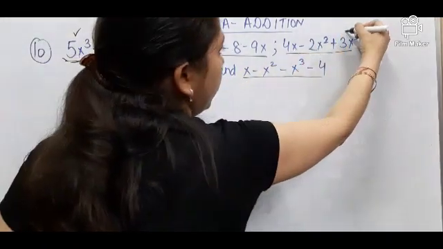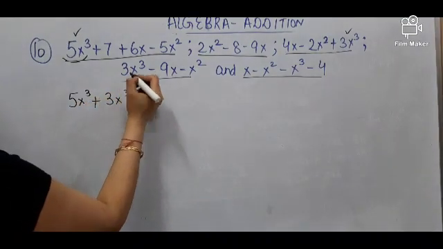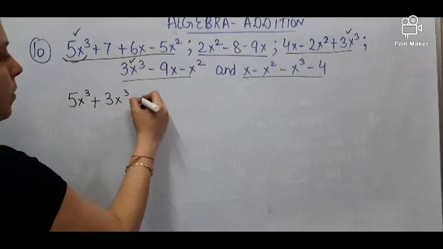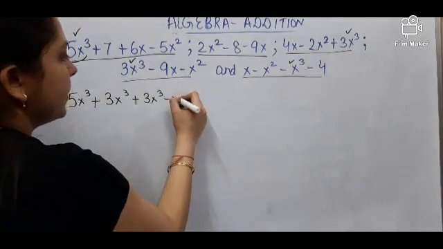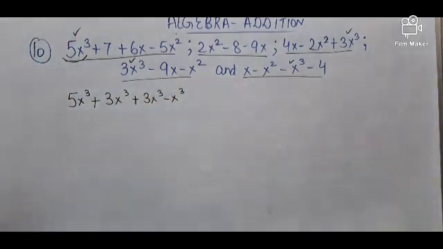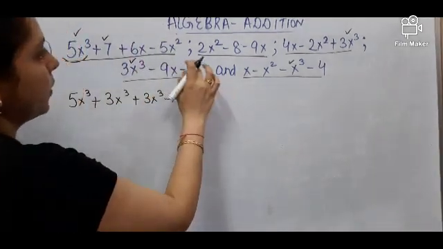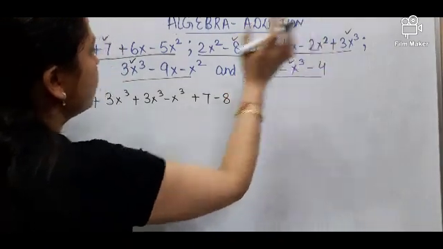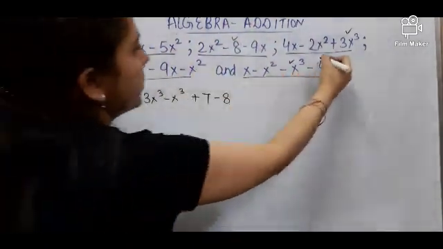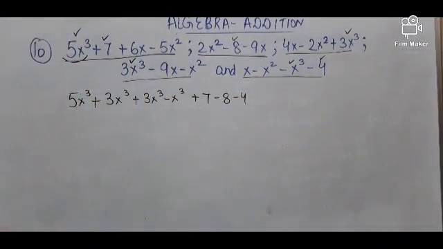Yes, 3x cube is here, so write down plus 3x cube. In this again plus 3x cube, plus 3x cube, and here minus x cube. So we have combined all the x cubes. Now only the constants, plus 7. Here is minus 8, here is no constant, here is no constant, here is minus 4. This is the best way of doing this question.